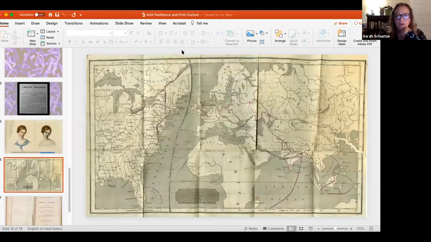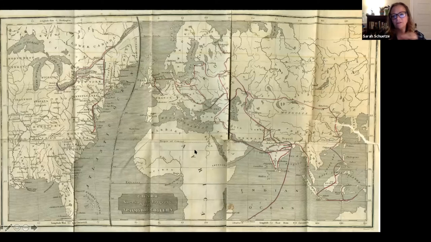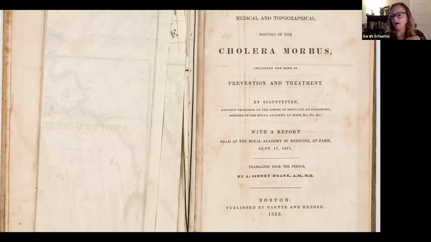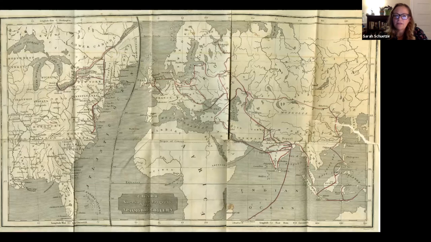I can share quickly a map that I mentioned. I mentioned maps just briefly, but there is a map or a couple of maps that I found really helpful and interesting. This is a fold-out map that was included in the cover page of a treatise on cholera that was written for doctors and popular audiences in 1832. So you can see on the left there that the map folded in to tuck inside of the front cover. And when you unfold it, it is a map of the world with an illustration of the movement of cholera.